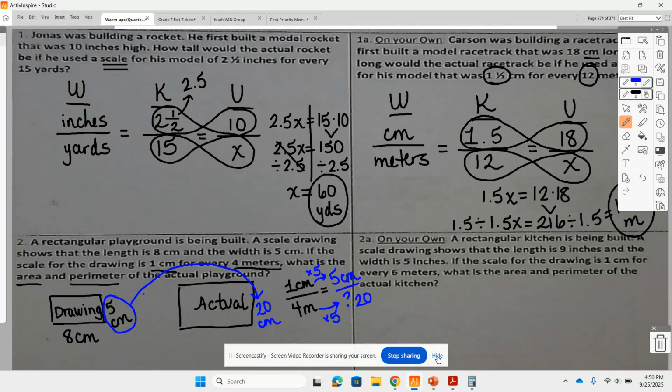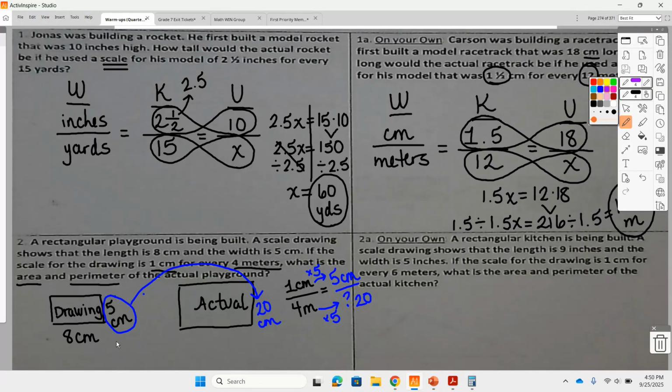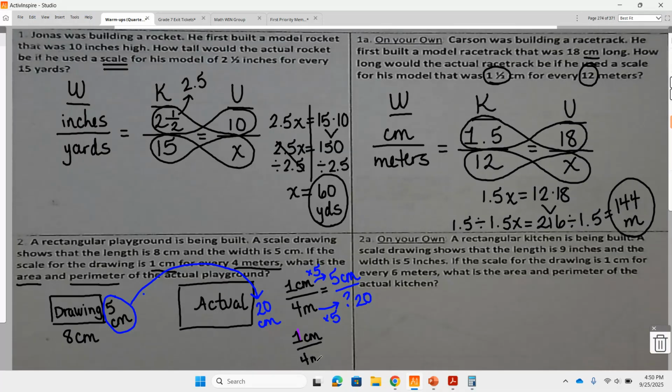All right, let's set up another proportion, use purple maybe here, for the 8 centimeters. So we have 8 centimeters on the length here. So we're still going to use the same scale. So 1 centimeter to 4 meters. Trying to figure out for 8 centimeters how much that would be.